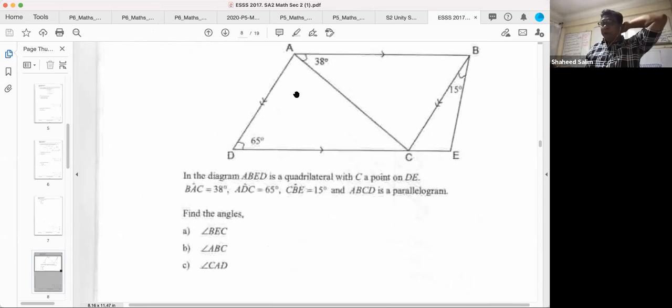Quadrilateral means 4-sided figure. So this is a stage where you must practice your exam papers. For express stream, you have 2 topics I think that are not covered here. One is trigo, and the other one is functional graph. So if you need help in that, please tell me. BEC. Find angles BEC.